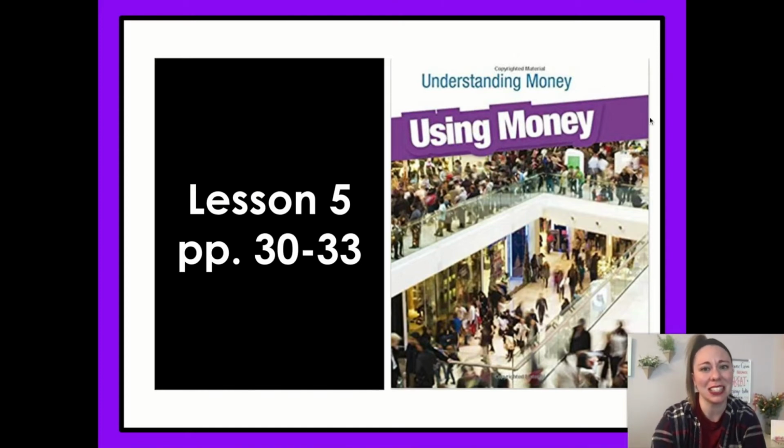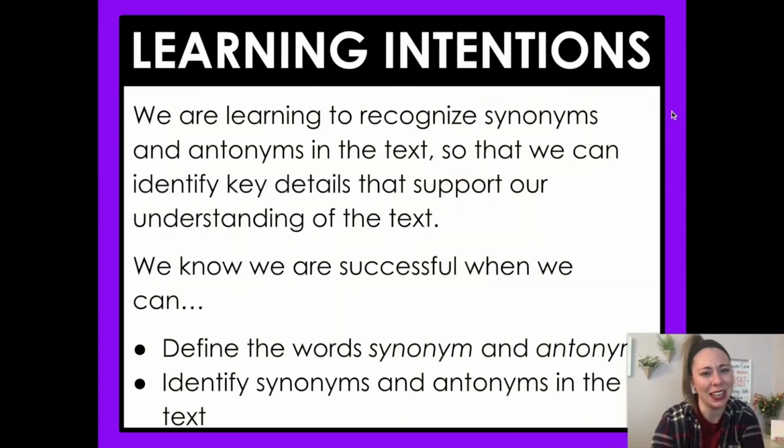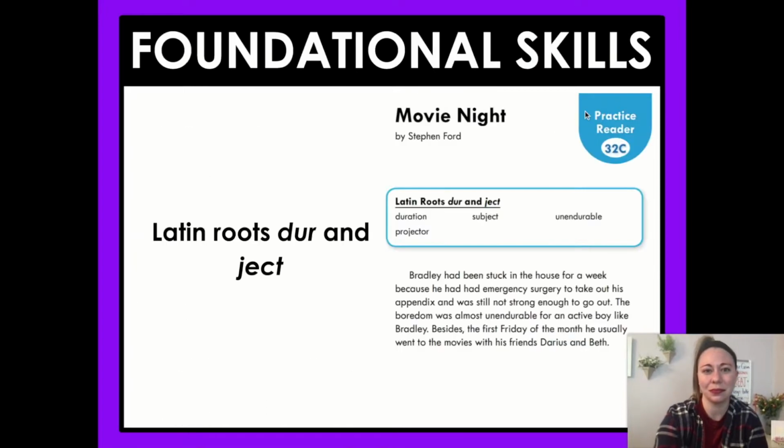So let's go ahead and look and see what our learning intentions are for today. We are learning to recognize synonyms and antonyms in the text so that way we can identify key details that support our understanding of the text. We know we are successful when we can define the words synonym and antonym. So we have to first know what those are, and then also identify synonyms and antonyms in the text. So we are going to work on that today.